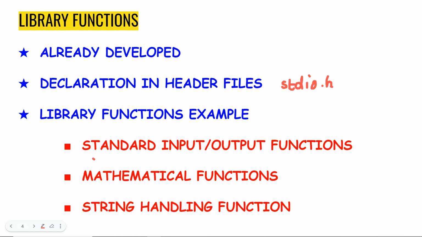There are many library functions. Standard input-output functions use the stdio.h header file. For example, functions like printf and scanf come under stdio.h. For mathematical functions, the header file is math.h. For example, you can have functions like pow, power, and sqrt, square root. So these functions come under the mathematical functions. String handling functions like strcpy, string copy, strlen, string length, etc. use the header file string.h.